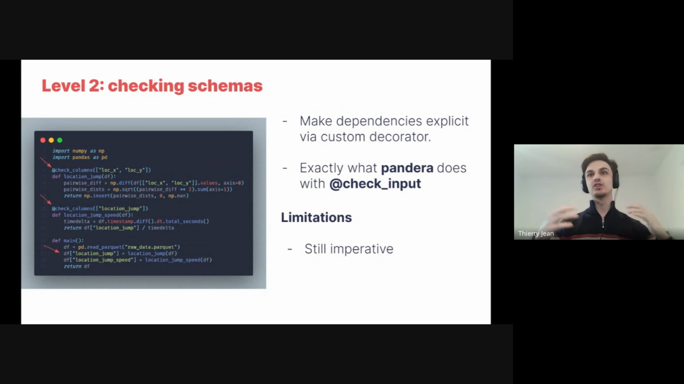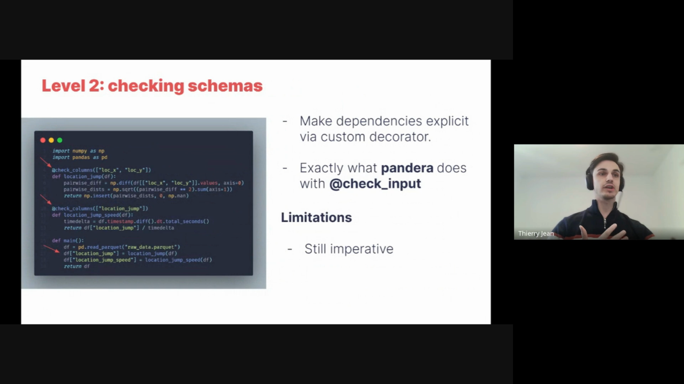Level 2 is checking schemas. I'm also sharing my journey through data science, and I created my own check column decorator. It would just wrap the function and make sure that my data frame would have the specified columns. So in this case, I want the first location jump function to have location X and location Y. And then I could check that location jump speed has the location jump column. This is essentially what Pandera does with check_output. It's much more fancy and has a lot of utils, but this is the same idea, schema checking between functions. But it's still imperative.